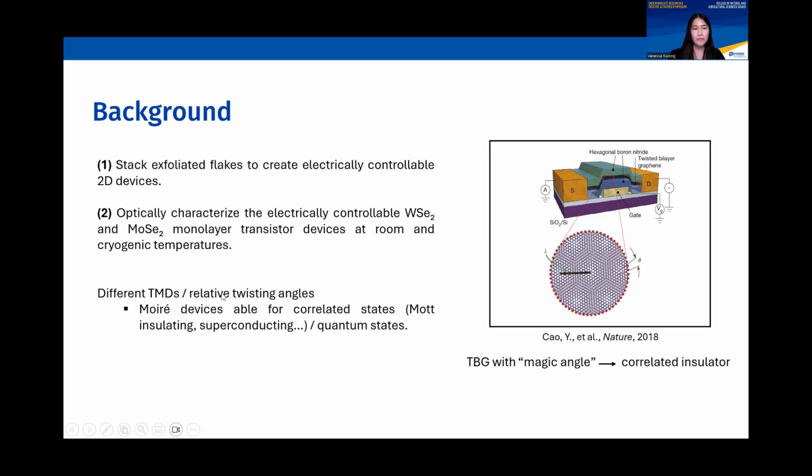And the application of this is to create novel valleytronic devices, which the TMDs could be twisted to a moiré superlattice. For example, this could be used for discovering new correlated states. In this paper shown on the right, they used twisted bilayer graphene at the magic angle to observe the behavior of a correlated insulator.